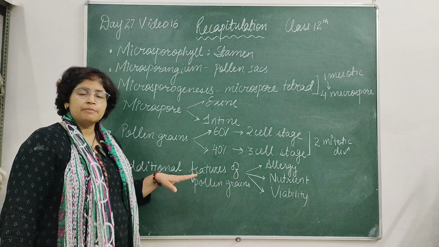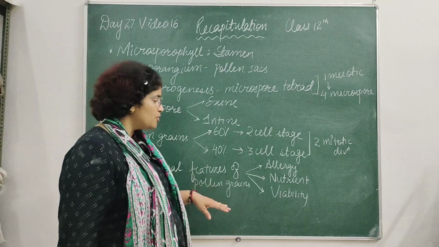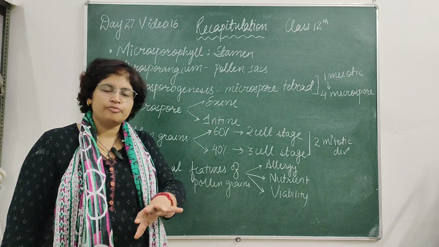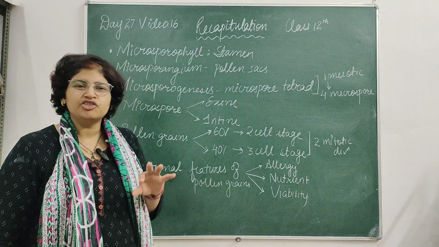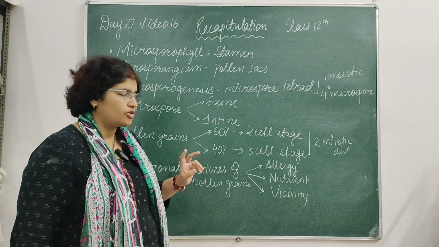Next, we studied additional features of pollen grains. Apart from acting as male gametophyte, they have certain other functions too. They cause allergy in a few individuals. For example, we studied Parthenium, which causes allergies like asthma and bronchitis. These are both respiratory disorders.